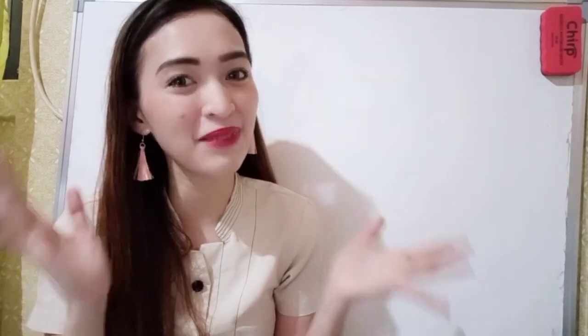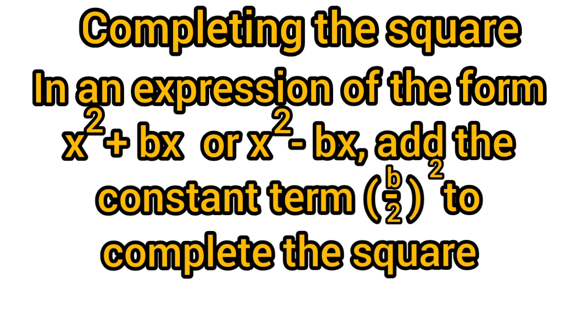For today's video, we're going to discuss completing the square. For completing the square, in an expression of the form x squared plus bx or x squared minus bx, add the constant term (b over 2) squared to complete the square.